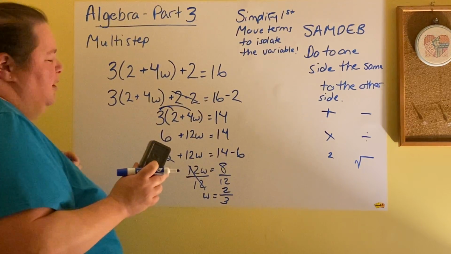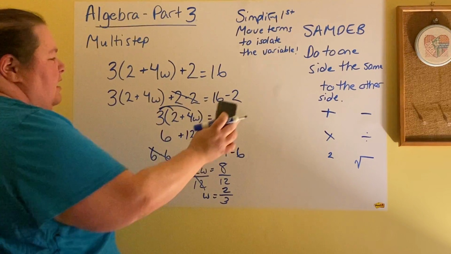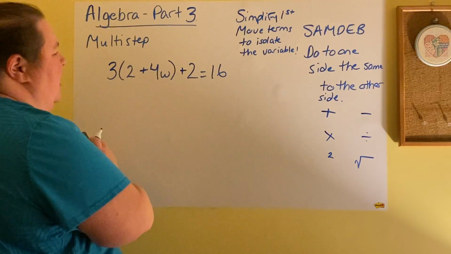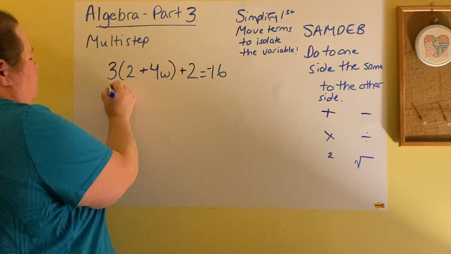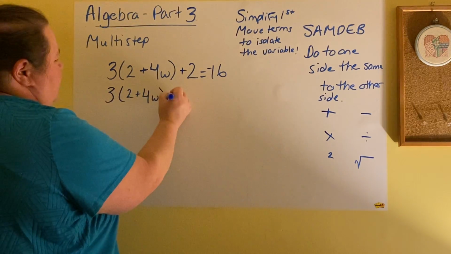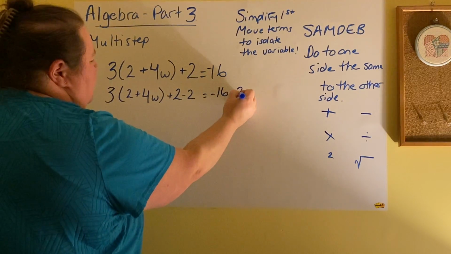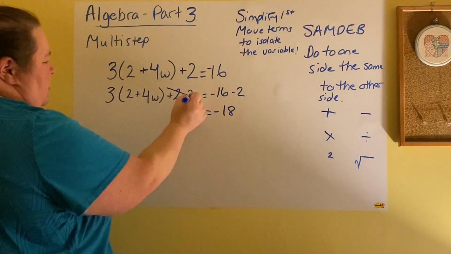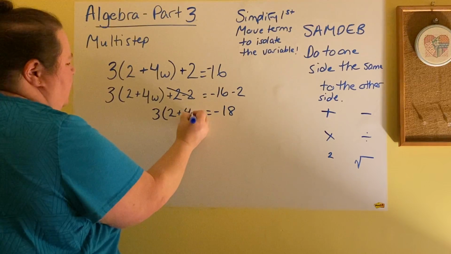Now, I'm going to go back and fix the problems when I copied down the question. So this is an example of where if you don't copy the question down correctly, it can throw off your answer a little bit. So I'm going to erase this because this was supposed to be a negative. So if I deal with all of this in the first line the same way, I'm going to subtract 2 from both sides. This is going to make that negative 18. And I still have 3 groups of 2 plus 4w.